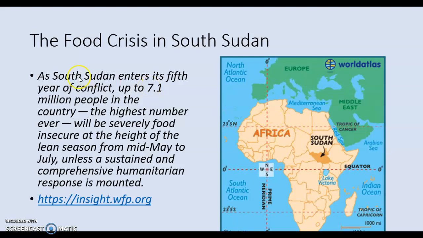So it says here, as South Sudan enters its 5th year of conflict, 7.1 million people in the country, the highest number ever, will be severely food insecure at the height of the lean season from mid-May to July, unless a sustained and comprehensive humanitarian response is mounted. So this is a bit of a worry, really, isn't it?